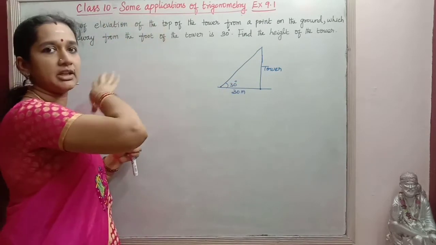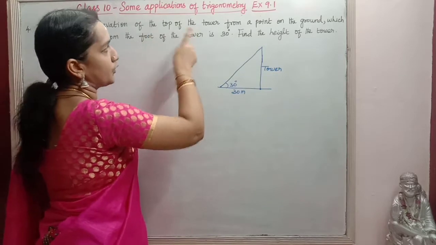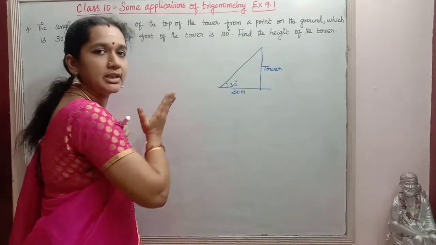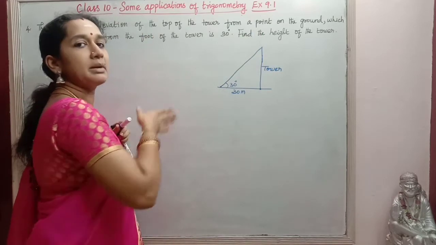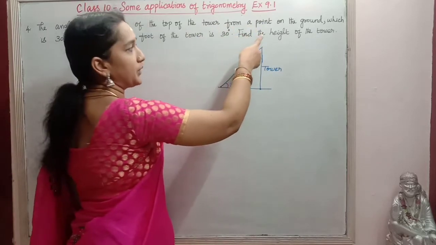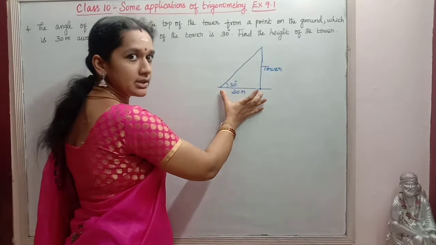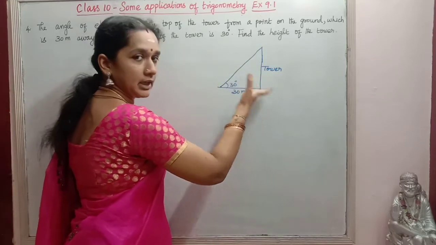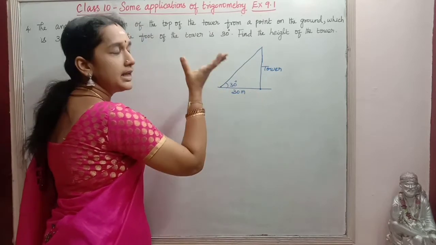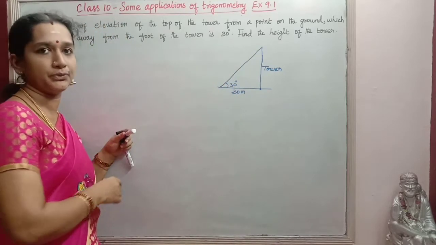So first, whatever is given in the question has to be reframed as a diagram. The angle of elevation of the top of a tower. So a tower is there. From the ground, somebody is seeing the top of the tower. The distance between the point of observation and the foot of the tower is 30 meter and the angle of elevation is 30 degree. We are asked to find the height of the tower.